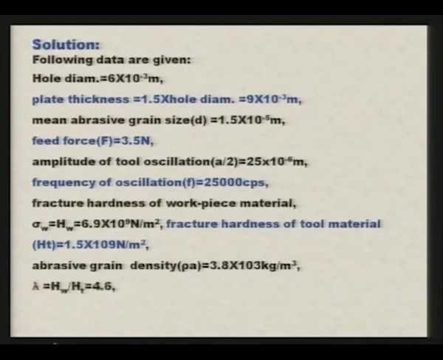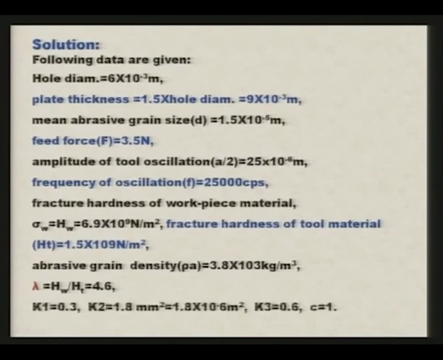So, the value of lambda can be written as lambda is equal to hW divided by hT, that is equal to 4.6. K1 is equal to 0.3, K2 is equal to 1.8 millimeter square, and that comes out to be 1.8 into 10 raised to power minus 6 meter square, and K3 is equal to 0.6 and C is equal to 1. Here C is nothing but the concentration.